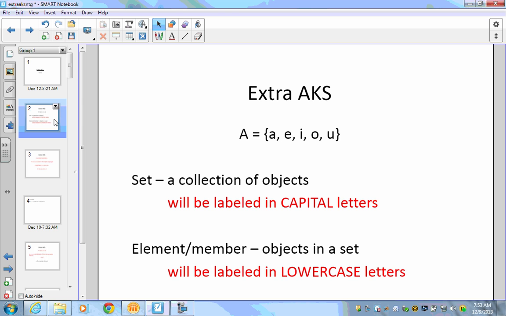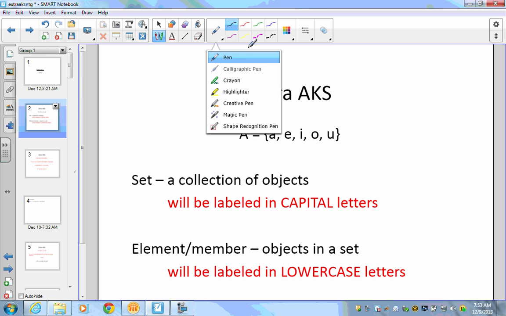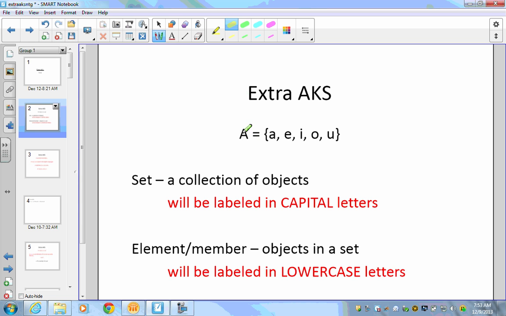The first thing we're going to be talking about is a set. And a set is nothing more than a collection of objects. So if you look at the example right in front of you, you're looking at set A. This is the name of it, and this is everything that is in set A, all the different elements. Now, which brings us to the second vocabulary term: an element or member is any of the objects in the set. So the members of set A are A, E, I, O, U.